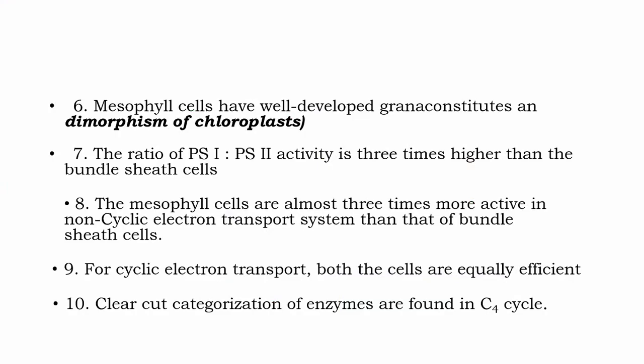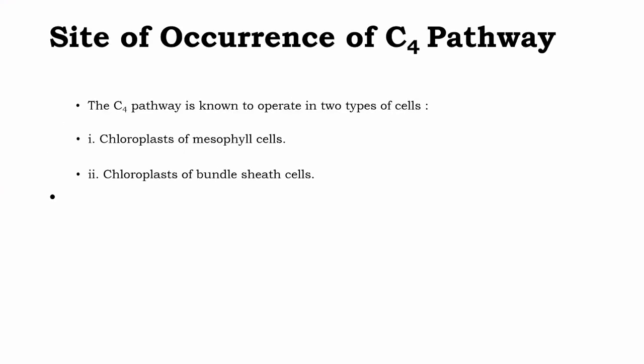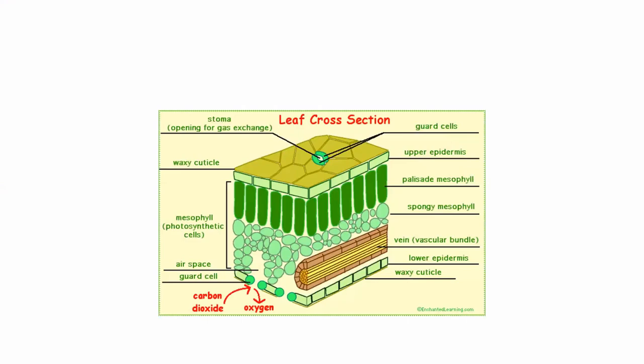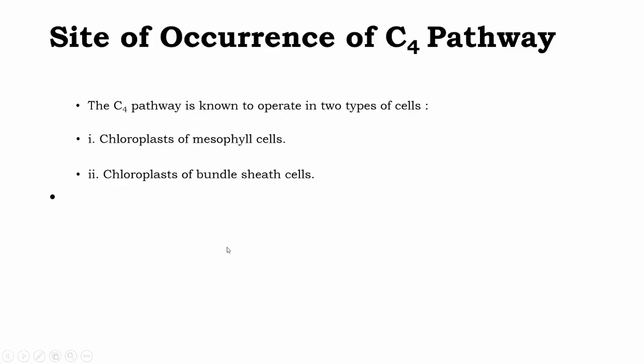You can go and study all the others. We will see in some tutorials. We will teach you very clearly. Then where it occurs, the C4 pathway: chloroplast of mesophyll cells, chloroplast of bundle sheath cells. Chloroplast of mesophyll cell, all these. Okay.